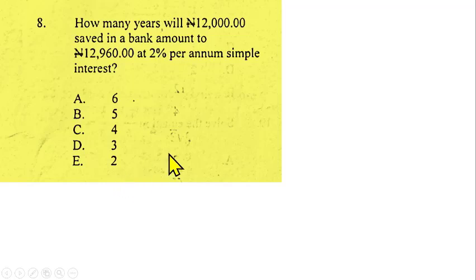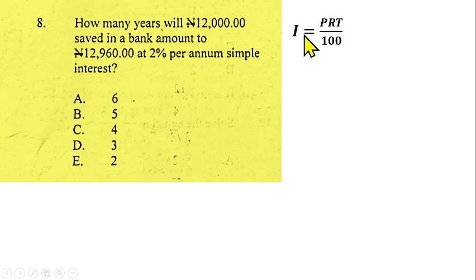Question number 8 is also from arithmetic of finance, in this case simple interest. How many years will 12,000 saved in a bank amount to 12,960 at 2% per annum simple interest? We have to find the time in this case, but we are given the principal, we are given the amount, and we are given the rate. We have to look for time.